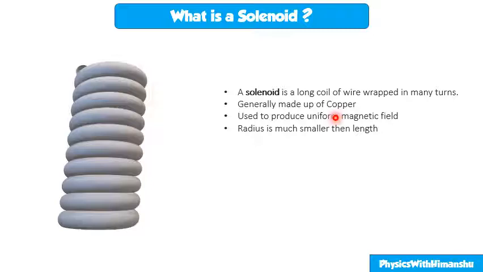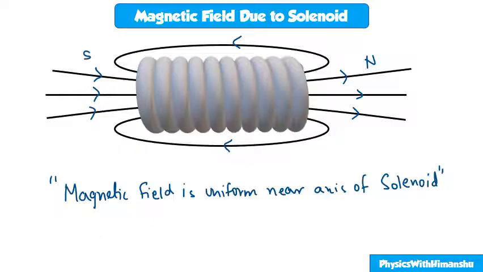But remember, the magnetic field will be uniform only near the axis of solenoid. If you move away from the axis, then the value of magnetic field will change. So magnetic field will be uniform only near the axis of solenoid.